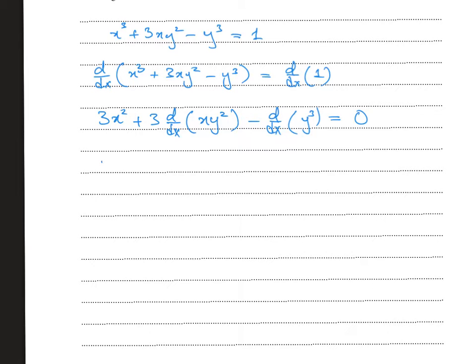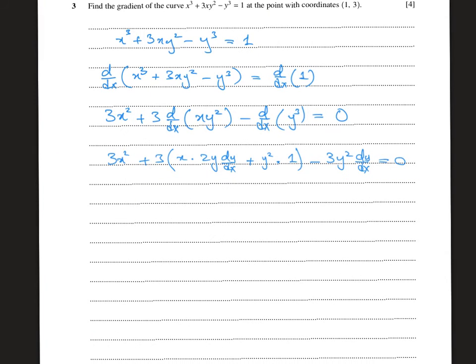Okay, so now we have 3x squared plus 3 times, and we have to differentiate xy squared, so we can use the product rule. The first function as it is, x, times the derivative of the second function, which is going to be 2y dy over dx, plus y squared, which is the second function, times the derivative of the first function, which is dx over dx equals 1, minus the derivative of y cube, which is 3y squared dy over dx, equals 0.